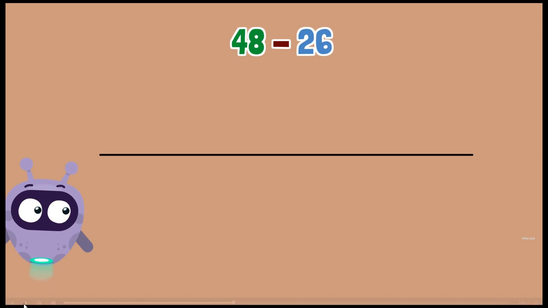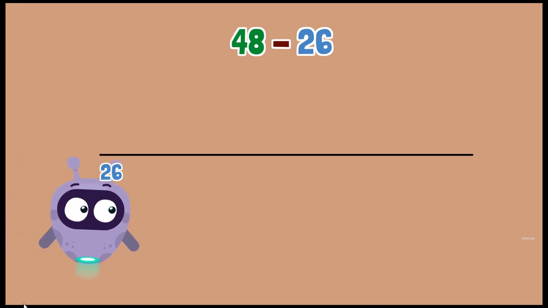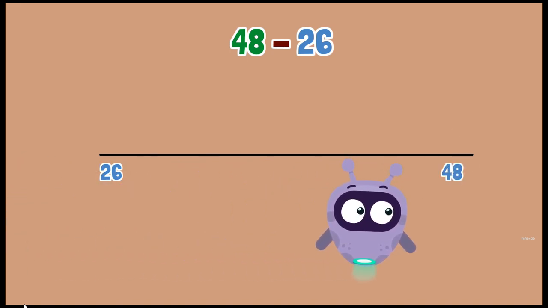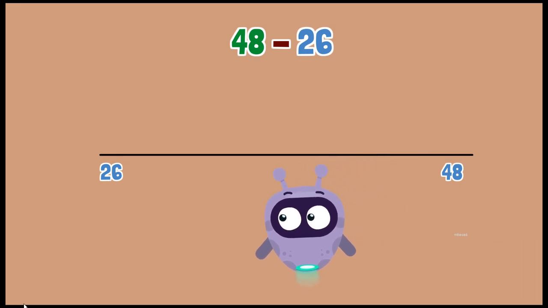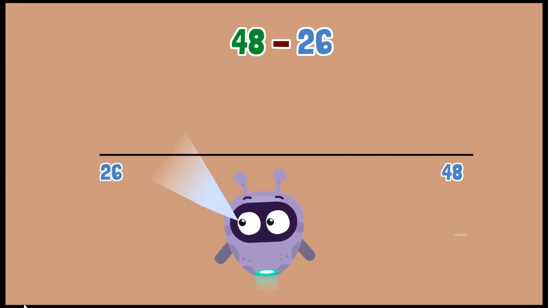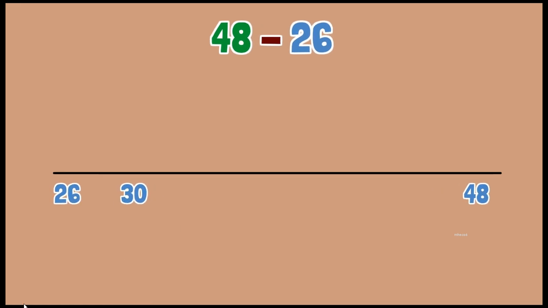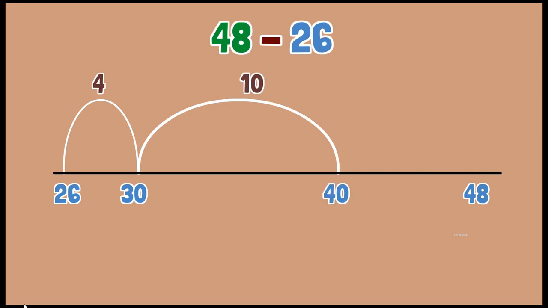Draw a horizontal line. Place the smaller number at the start. That is 26. Larger number at the end. 48. From 26, take a jump to the next tens. That is 30. Write the jumped value. 4! Yes, now take a jump to next tens. That is 40. Finally, jump from 40 to 48.